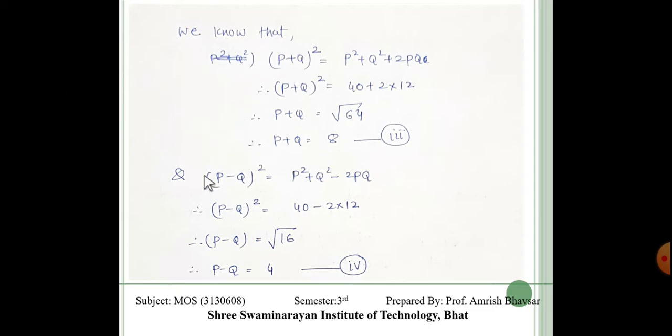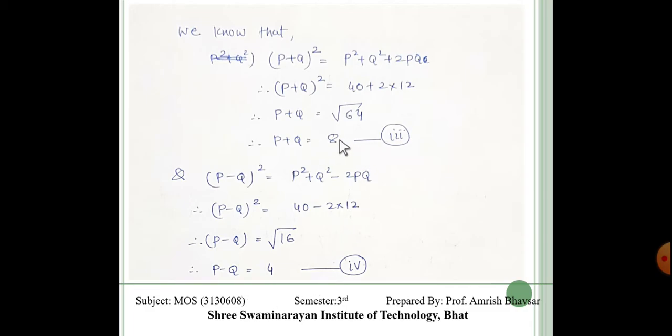Now the same equation, but here the sign is minus. (P minus Q) whole square, that is P square plus Q square minus 2PQ. Put the values, we will get P minus Q is equal to under root of 16. So P minus Q is equal to 4.